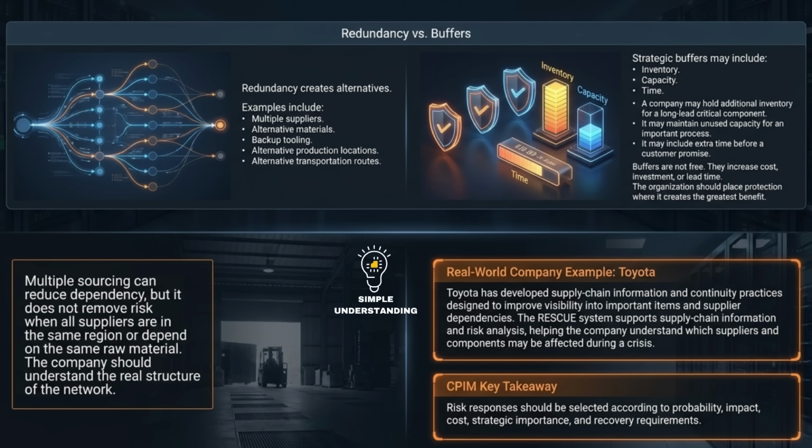The company should understand the real structure of the network. Real-world company example: Toyota. Toyota has developed supply chain information and continuity practices designed to improve visibility into important items and supplier dependencies. The rescue system supports supply chain information and risk analysis, helping the company understand which suppliers and components may be affected during a crisis. CPIM key takeaway: risk responses should be selected according to probability, impact, cost, strategic importance, and recovery requirements.